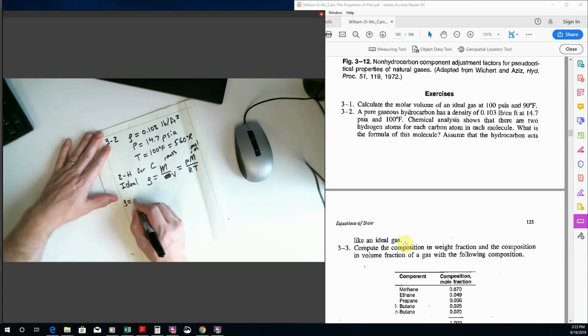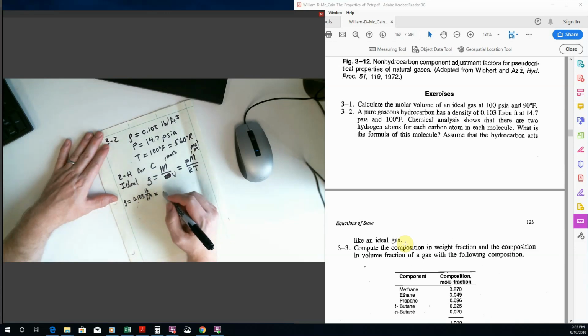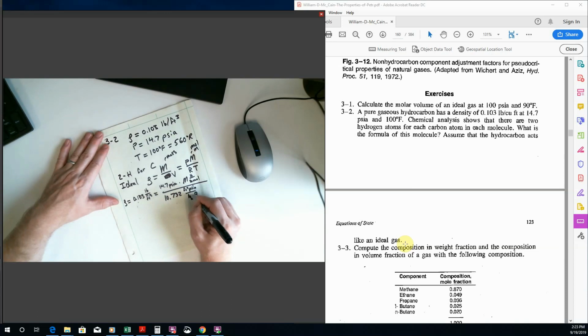So our density, 0.103 pounds per cubic foot, is going to equal 14.7 psi times M, which we don't know yet, that's pounds per pound mole, divided by 10.732, because we know what units we're working in, cubic foot psi over pound mole Rankine, times 560 R. So these units cancel out.